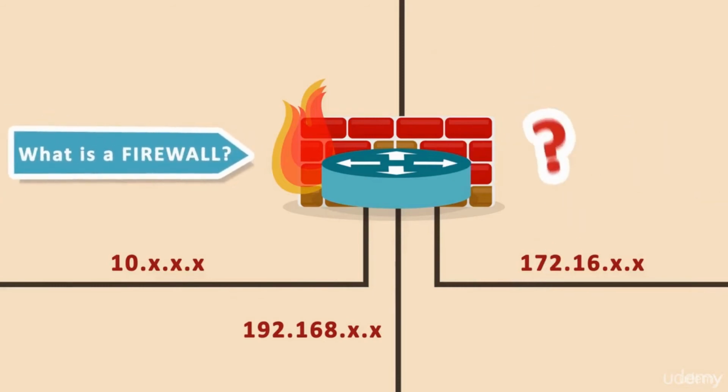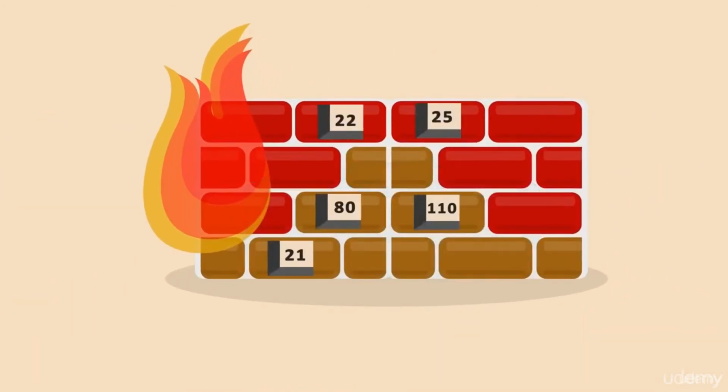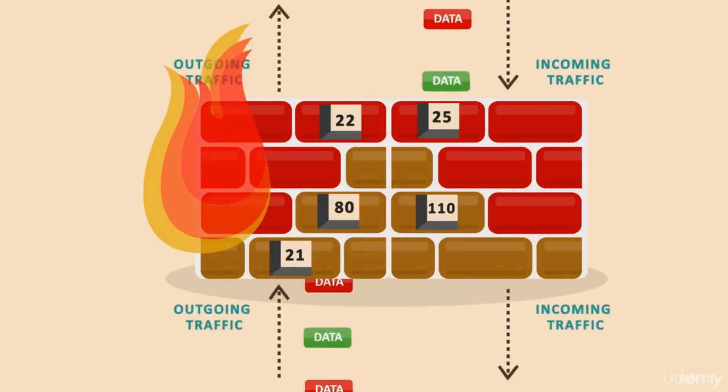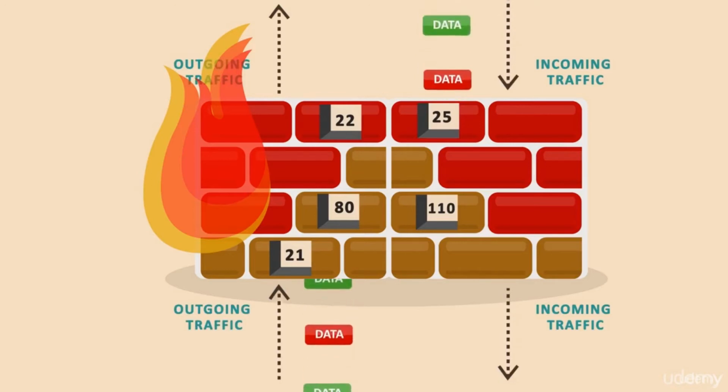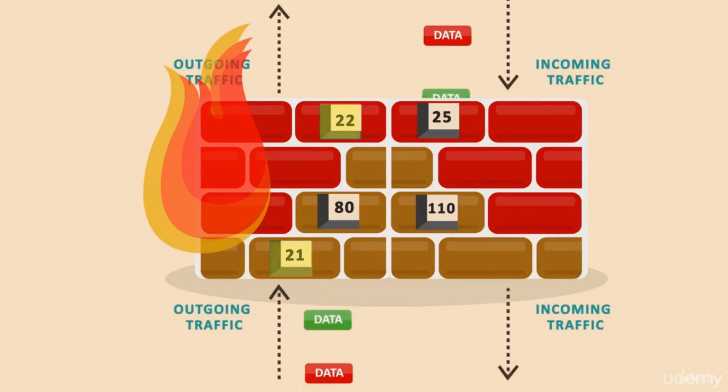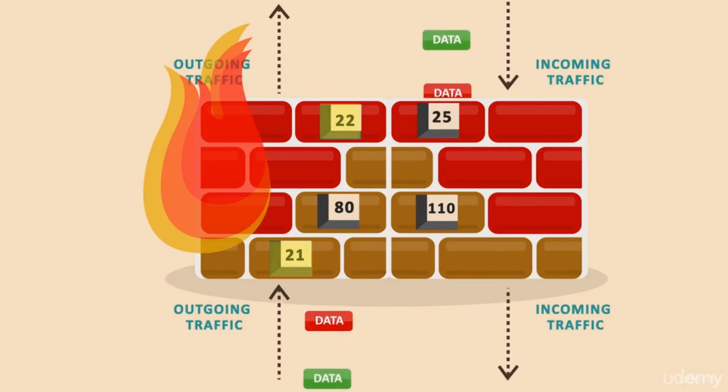What is a firewall? A firewall is a system that filters the incoming and outgoing traffic to avert unauthorized access to or from a private network. All messages entering or leaving the intranet pass through the firewall, which examines each message and blocks those that do not meet the specified security criteria.